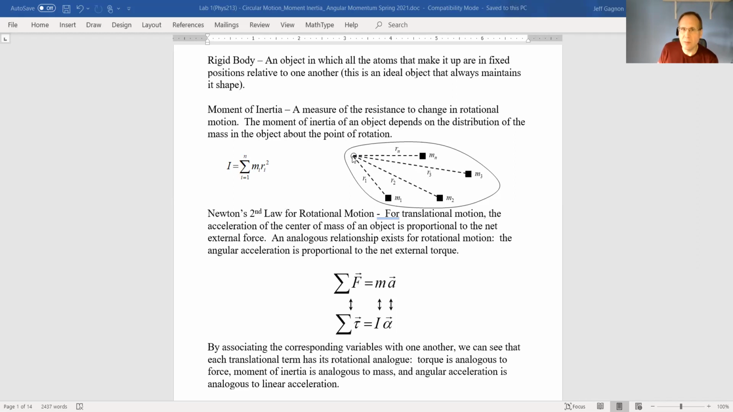So in this case, we're choosing this point right here. So M1 is R1 away from that point. M2 is R2 away. This is like its radius from that point. M3 is R3 away, and so on and so forth, all the way up to Mn, which is Rn away. Well, then the moment of inertia is defined to be the sum of each mass times its distance squared from the rotation point. Okay, let me jump on the iPad for a second to explain this a little bit further.